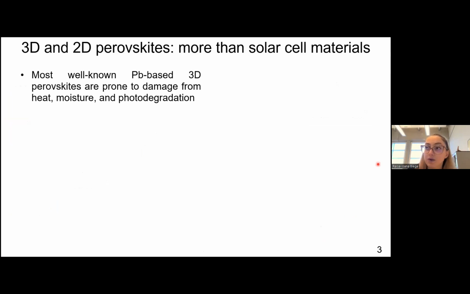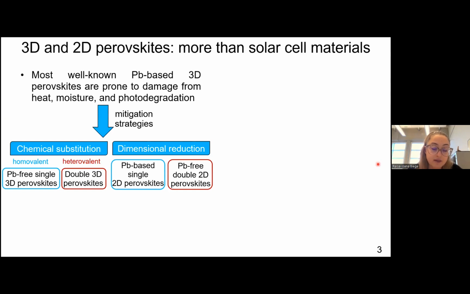And I don't think I need to really introduce perovskites to this audience, but what I want to quickly say is that the most well-known lead-based 3D perovskites are well known for solar applications, but it is also known from literature that they are not very stable under ambient conditions, and there have been mitigation strategies introduced in literature.